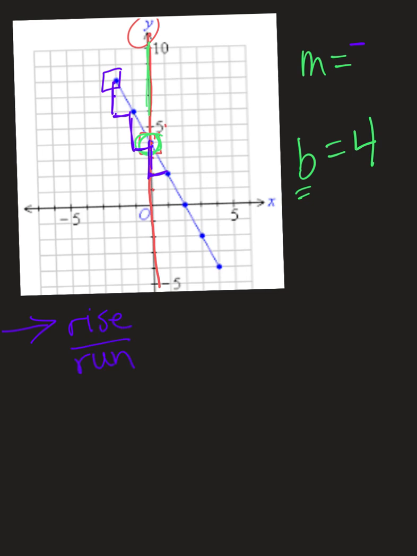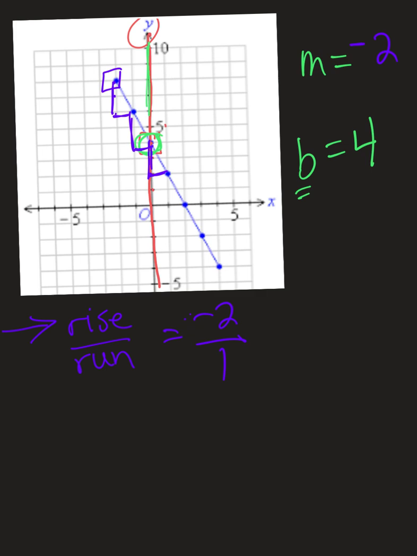Okay? So if we're moving in a downward direction, I have a negative. I move down 2, and then right 1. And that cannot be simplified much more than just simply writing negative 2. But if you would like to write negative 2/1, that is perfectly fine.